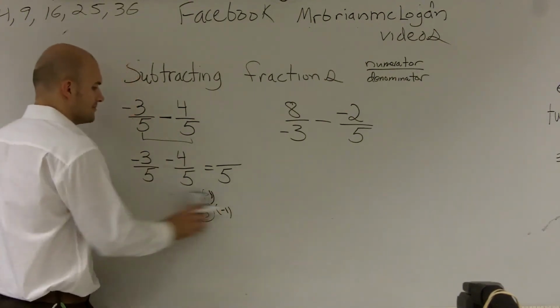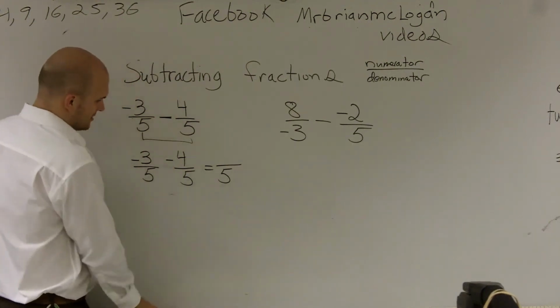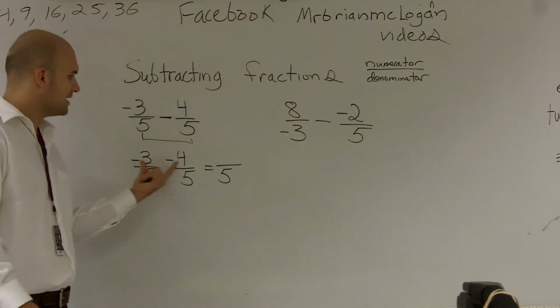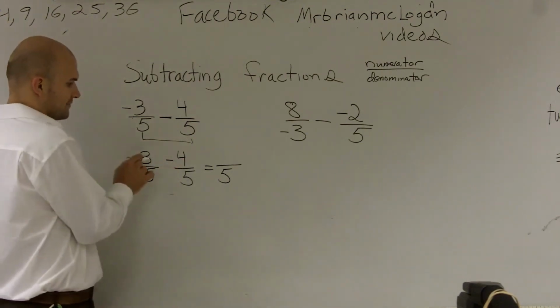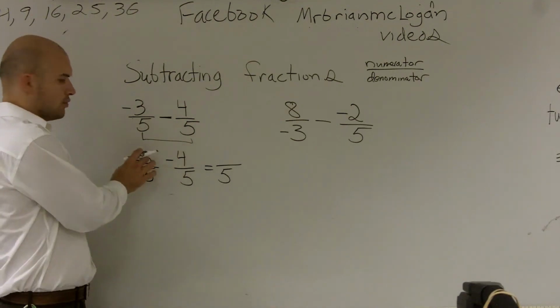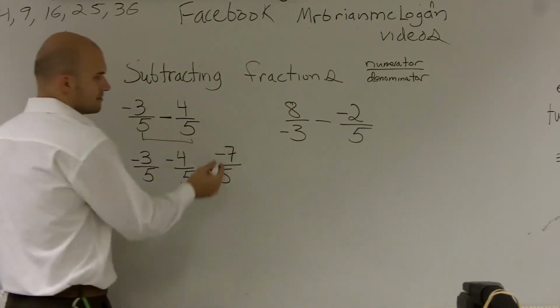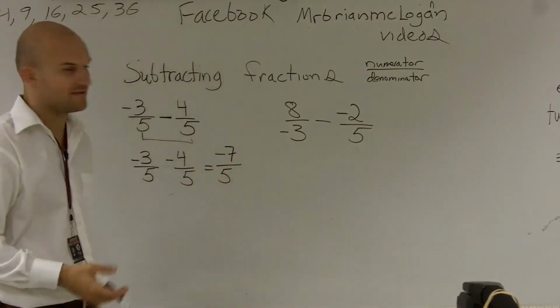So I don't know if that was needed or not, but just remember when subtracting, keep the denominators the same, okay? And subtract the top. -3 minus -4. You owe $3, you borrow 4 more, now you owe -7. However, it's not dollars anymore because it's divided by 5.